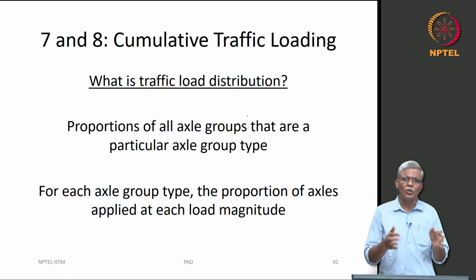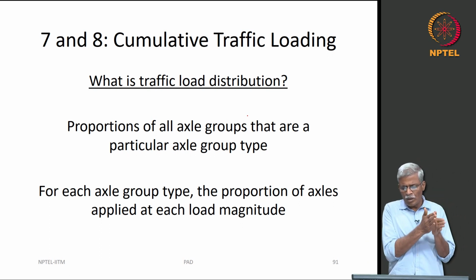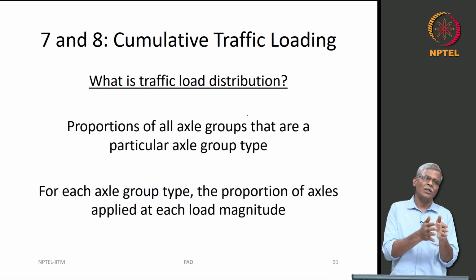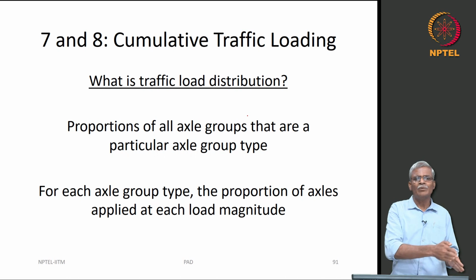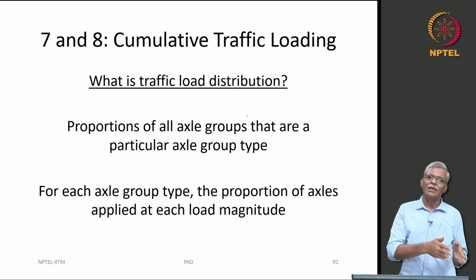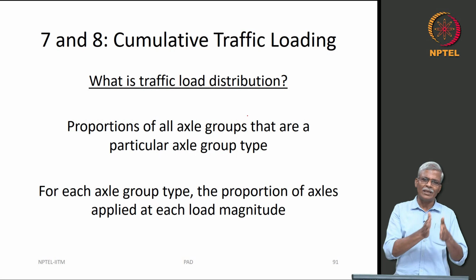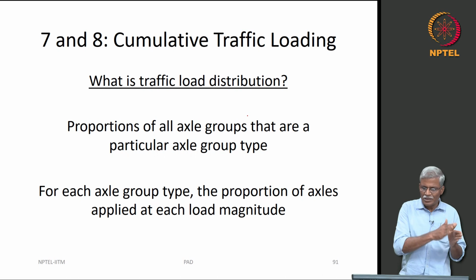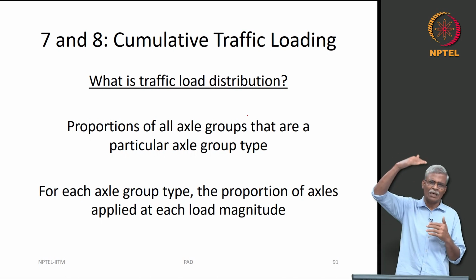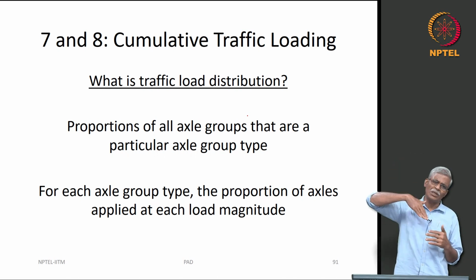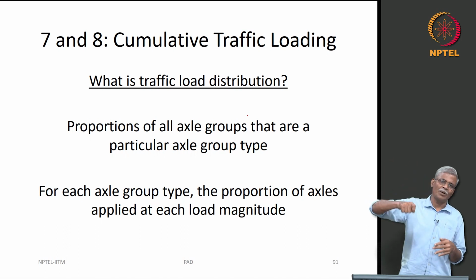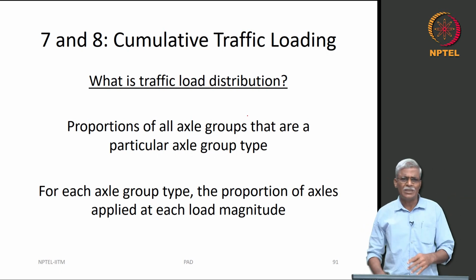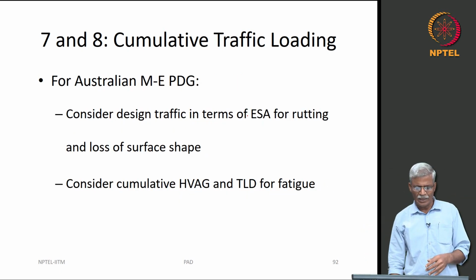So, what you are going to do, you take the proportion of all axle groups that are a particular axle group type. Okay. So, let us say you have tridem separately, you have tandem separately, you have a single axle, single tire or single axle dual tire. So, these are all the proportions for each of this, and for each axle group you need to construct your statistical distribution. So, the proportion of the axles that are applied at each load magnitude. So, I will show you one sample data and then it will become very clear to you now.